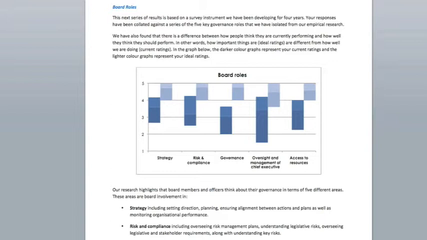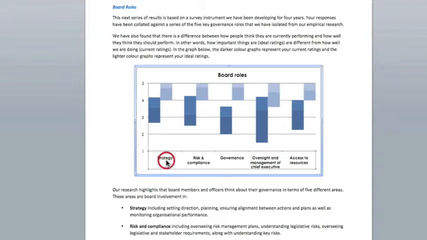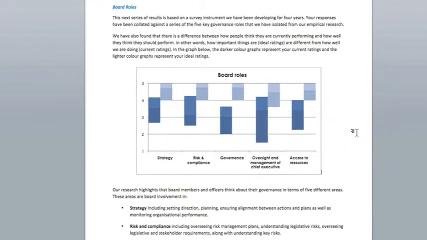Just as with the other graphs, there are bars involved, and there is a minimum, maximum, and midpoint. But in this particular series, each construct or topic, here the topics are strategy, risk and compliance, governance, management, oversight and management of the chief executive, and access to resources. Each of them has two graphs, a darker set and a lighter set.